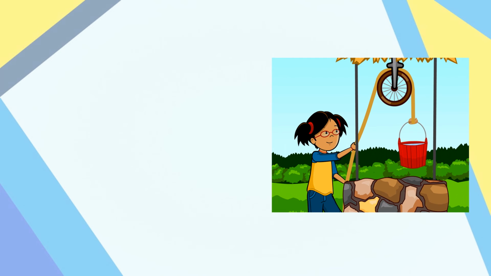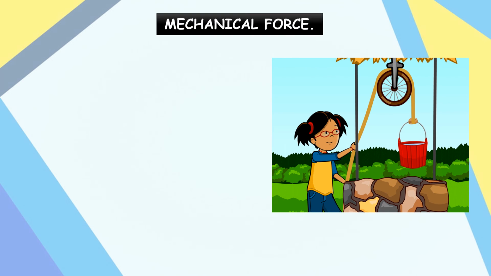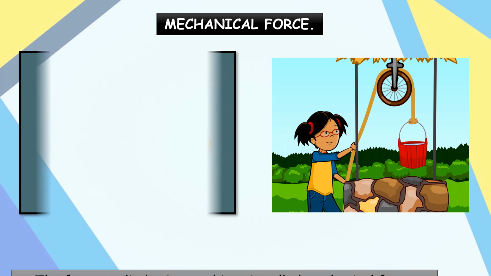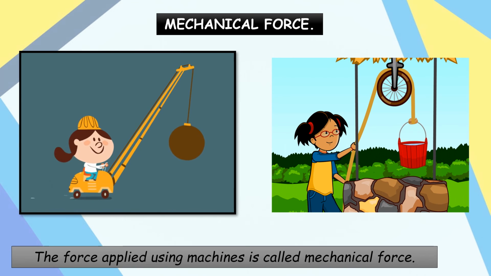Here in this picture, you can see a girl is trying to pull a bucket full of water. Now I know that you will be telling me that here also muscular force is applied. But along with muscular force, you can see that there is a wheel which is helping the girl to remove the bucket easily. So this wheel is nothing but a machine, a simple machine. So this type of force where machines are used is called mechanical forces.